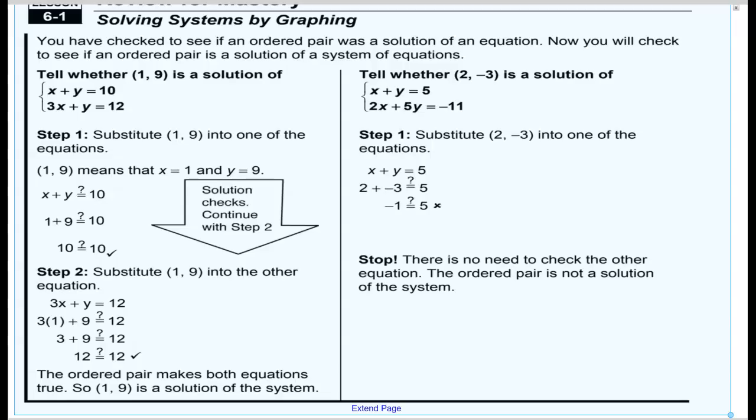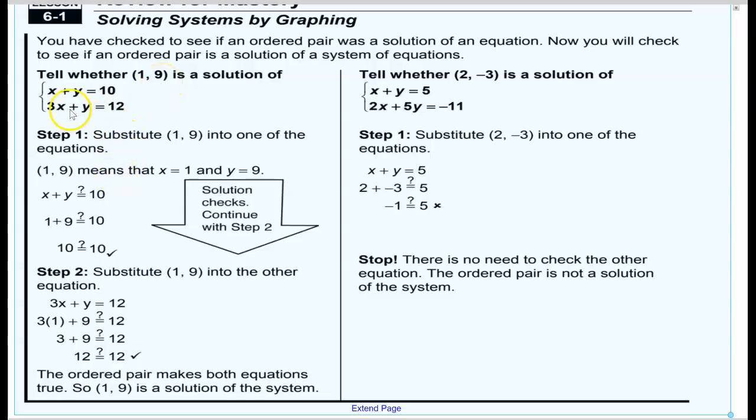All right, so here it says you have checked to see if an ordered pair was a solution of an equation. Now you will check to see if the ordered pair is a solution of a system of equations. So basically what we want to know is, is this ordered pair a solution? This is what we do: you take the 1 and the 9 and you just plug them in. You plug in the 1 for the x and the 9 for the y, right?